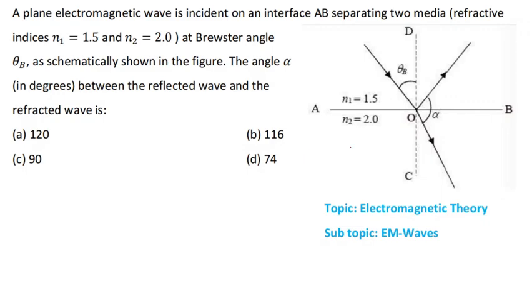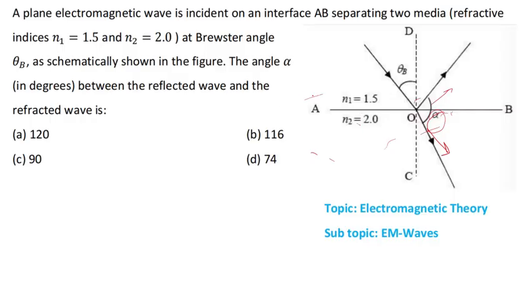That is, we need to find the angle alpha between this reflected and this refracted wave. From the theory, we know that any electromagnetic wave incident at a Brewster angle, the reflected wave is completely plane polarized and the angle between the reflected and refracted wave is 90 degrees. So alpha will be 90 degrees as per theory. Let us prove this.